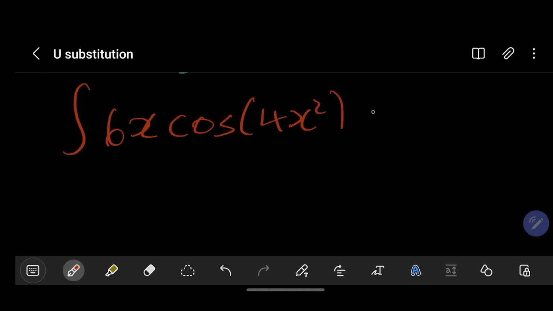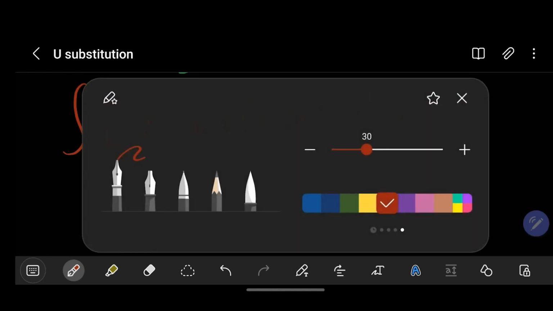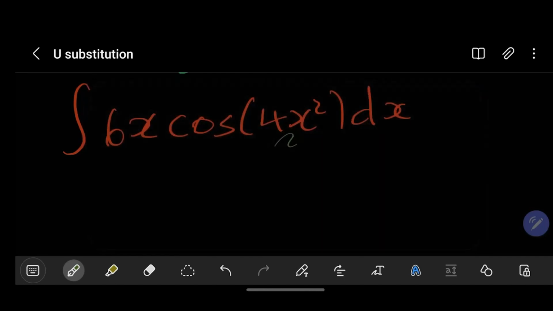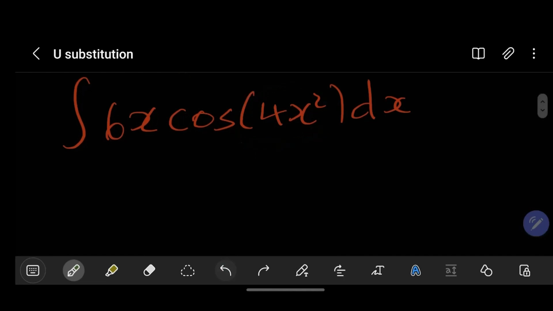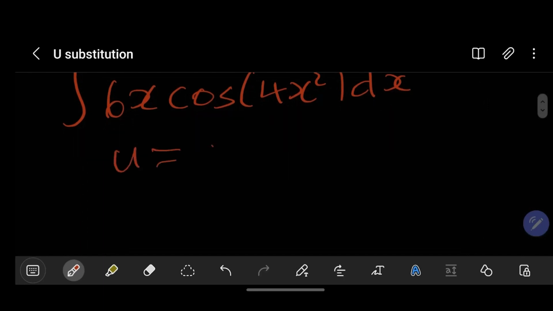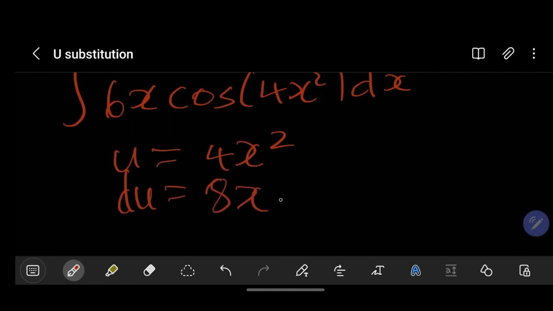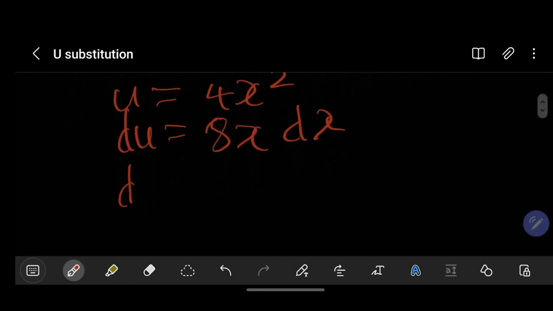Okay, let's do another trig example. So we have the integral of 6x cos of 4x squared dx. Using the guide again, we can see that the 4x squared is the highest exponent, so let's make u equal to 4x squared. du is equal to 8x dx, so dx then is equal to du all over 8x.